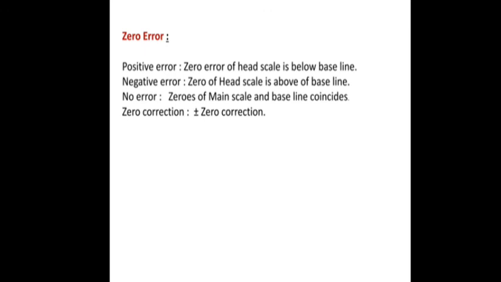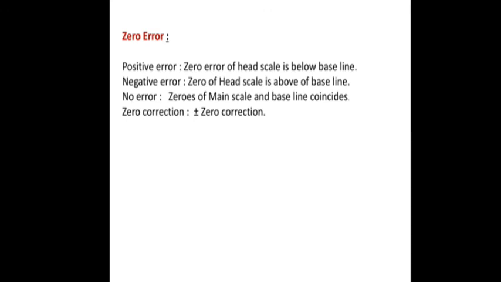Question number 1: which instrument is more accurate? Screw gauge is more accurate. Why? Because the LC of the screw gauge is far less than that of the vernier calipers. That means it can measure more accurately than vernier calipers.